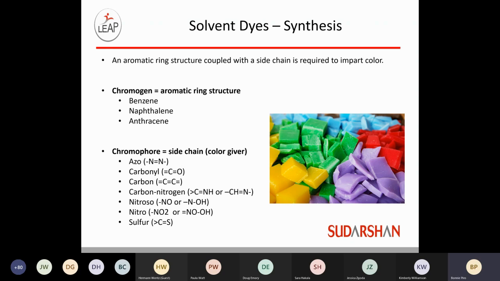The side chain that I spoke about is referred to as the chromophore, and in other terms, it is the color giver. So the chromogen requires this chromophore to be able to provide the appropriate color for that particular chemistry. So the chromophore can take on the chemistry of an azo, carbonyl, carbon nitrogen, a nitro, or sulfur. So you can see you have a lot of options to create that color that you're looking for with that given chemistry.